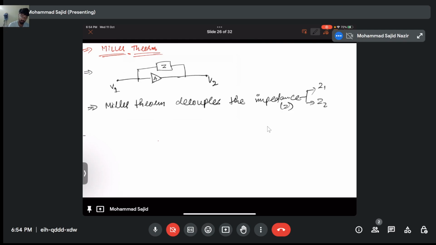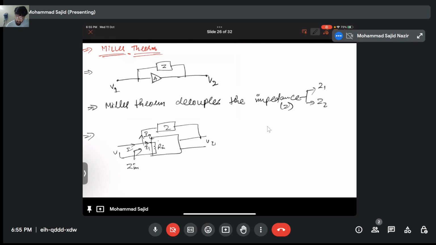Now let's see what the values are. Let's say this is a network and this is V1, this is V2, and this is the impedance connected from input port to output port. Let's say this is the input resistance R in, this is the load RL, and this is I, this is I1, this is I2, and this is the total Z in. We will calculate this Z in.